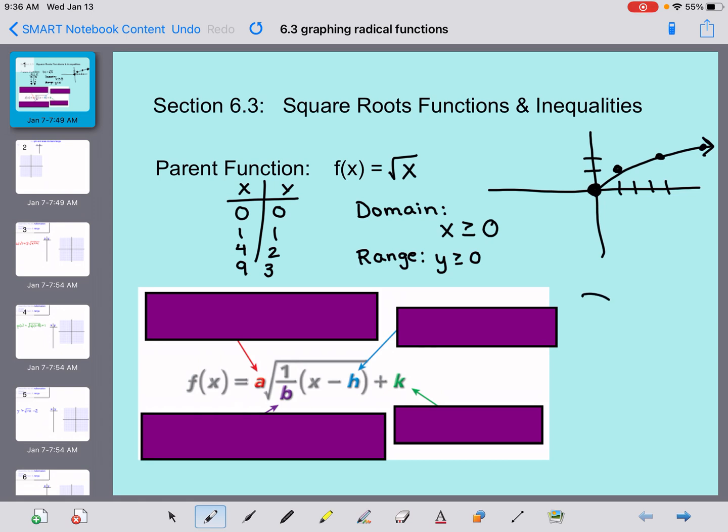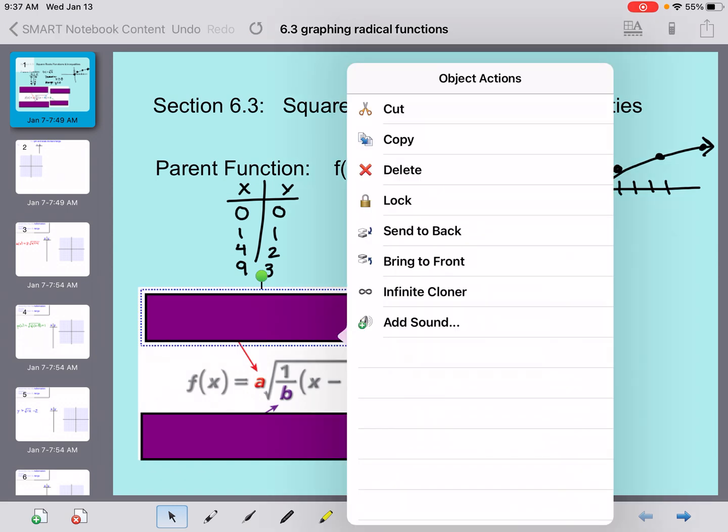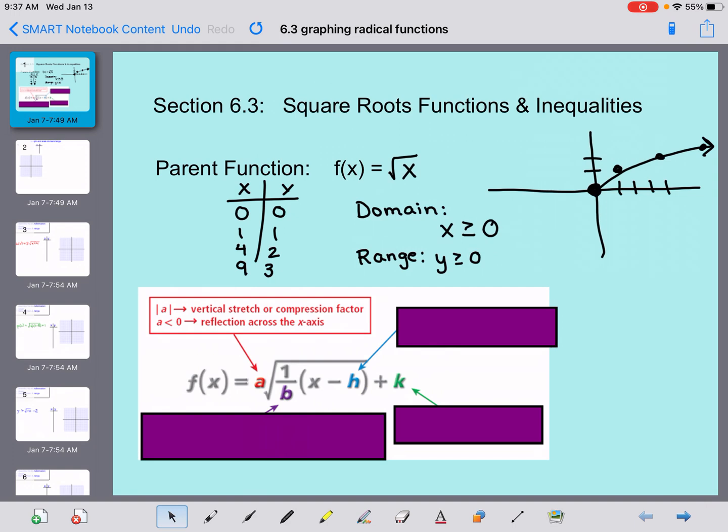Now down here, we have all the transformations that can happen to this parent function, and these things should look familiar to you. So we've got this red a value out in front. That a value does the same things it's done all school year with the other functions we've done. That a value tells us if there's a vertical stretch or compression. More specifically, if the a value is greater than 1, there's a vertical stretch. If the absolute value of the a value is less than 1, there's a vertical compression.